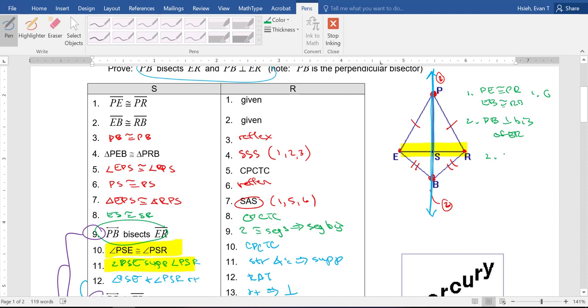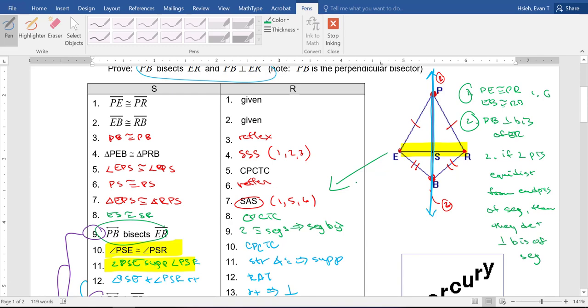If 2 points are equidistant from the endpoints of a segment, then those 2 points determine the perpendicular bisector of that segment. Okay, so you basically have here a two-step proof for what used to be a 14-step proof. It is a serious shortcut. Okay, so the nice thing is in this section, the proofs are all very short.